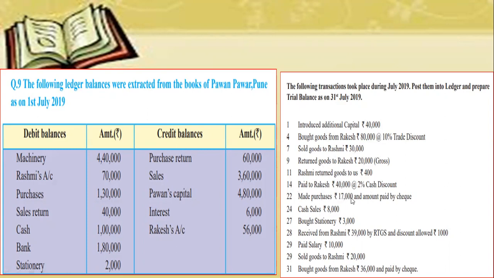Made purchases rupees 17,000 and amount paid by check. Cash sales rupees 8,000. Bought stationery rupees 3,000. Received from Rashmi rupees 39,000 by RTGS and discount allowed rupees 1,000. Paid salary rupees 10,000. Sold goods to Rashmi rupees 20,000. Bought goods from Rakesh rupees 36,000 and paid by check. Please take a screenshot of this slide, which will help you in solving the example.